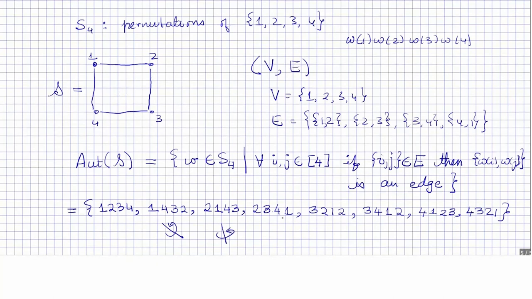What about this 2, 3, 4, 1? So 1 goes to 2, 2 goes to 3, 3 goes to 4, and 4 goes to 1. So this is a rotation by 90 degrees. So I'll write it like this. It's a clockwise rotation by 90 degrees. And what about this element? 1 goes to 3, 2 goes to 2, 4 goes to 4 here. So 1 goes to 3. So this is a rotation about this kind of axis.